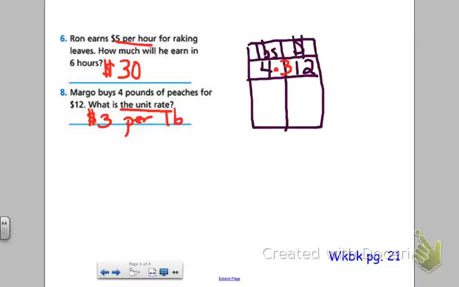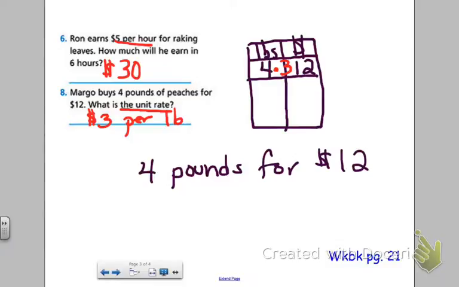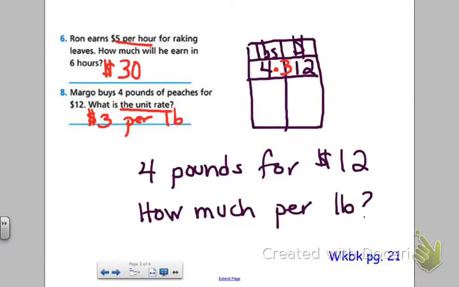If you take a look here, you can take your 4 pounds of peaches for $12 and ask yourself, well, how much is it per pound, right? Let's see. How much per pound? So, when you're asking about how much, think about the money first. And then divide by your pounds, your units. 12 divided by 4 is what gives you 3. That saves you the trouble of having to draw a rate table. If you recognize that when you're trying to find unit rate, all you need to do is divide, you don't have to make a big rate table.